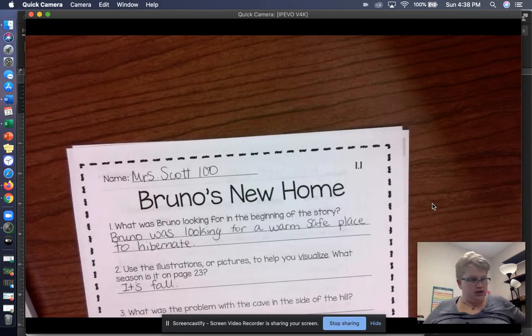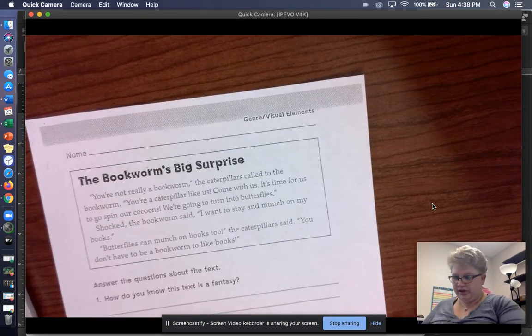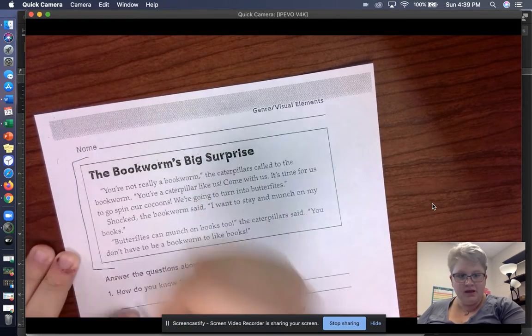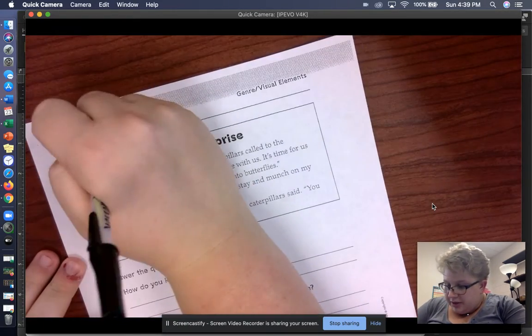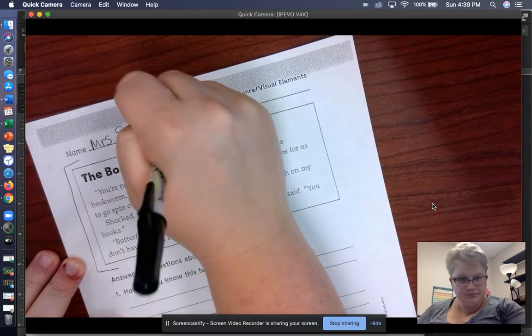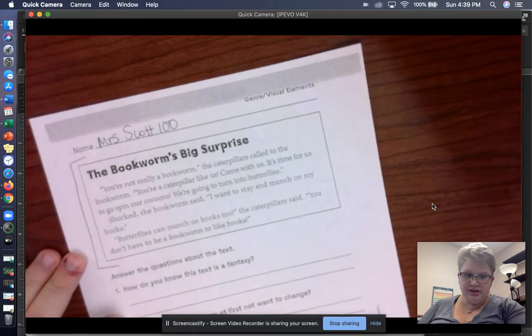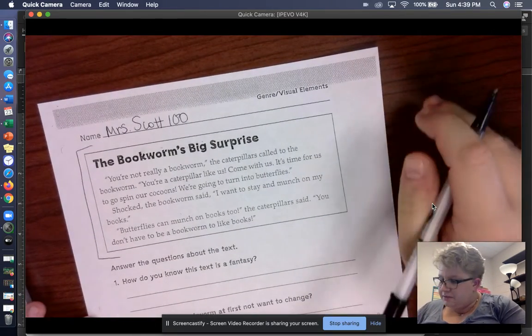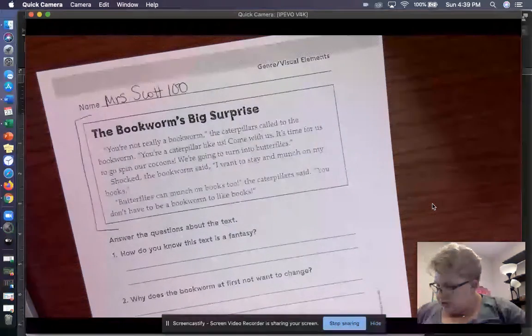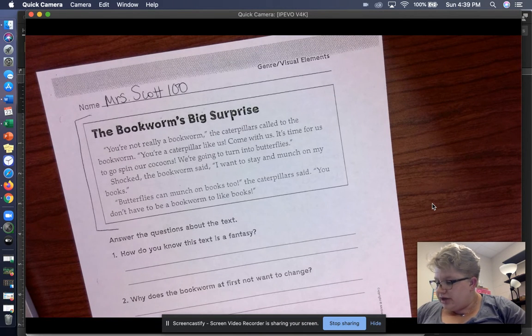And now your Thursday assignment is based on this little story right here. Name and number on your page so that you get credit for your work. I'll read this for you.